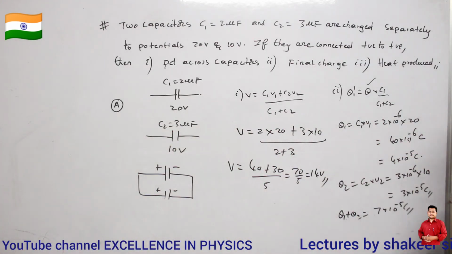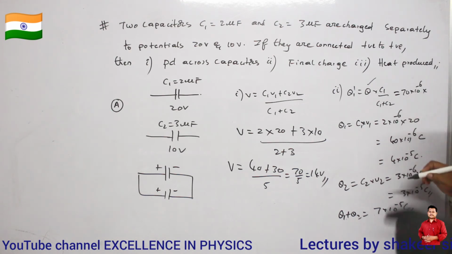Okay? So calculate Q1 dash and Q2 dash. That should be our answer. Total charge produced is how much? So 70 into 10 power minus 6 coulombs multiplied by C1 over C1 plus C2.